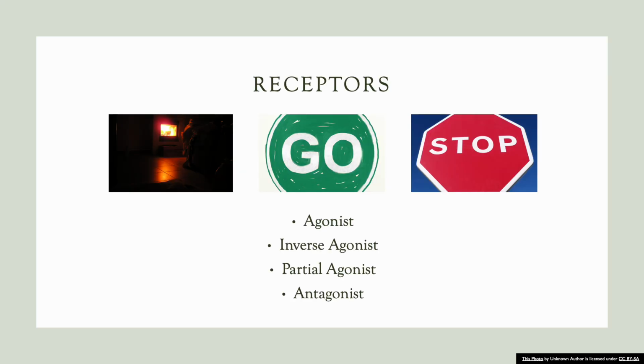Target sites for drug actions include receptors. Several types of pharmacodynamics involve receptors. Agonist effect is the drug binds to the receptor and activates a biological response. Inverse agonist effect is the drug causes the opposite effect of the agonist. It binds to the same receptor. Partial agonist effect is it does not fully activate the receptor.